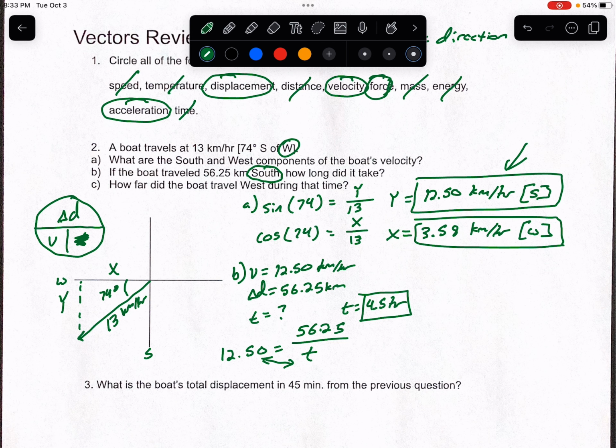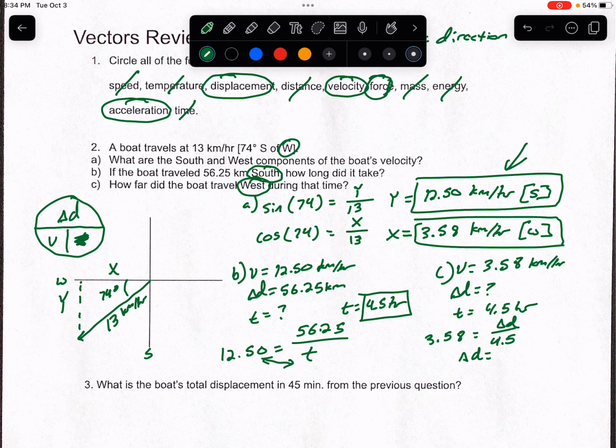Part C: how far did the boat travel west during that time? I'm going to set up my V, d, and t. I'm looking for how far it went west, so I'm looking for displacement. Since I'm talking about going west, I'm going to use the velocity that goes west, that's the 3.58. And our time we just found was 4.5 hours. So 3.58 equals d over 4.5. Multiply both sides by 4.5, and we get a displacement of 16.11 kilometers. And that's going west.